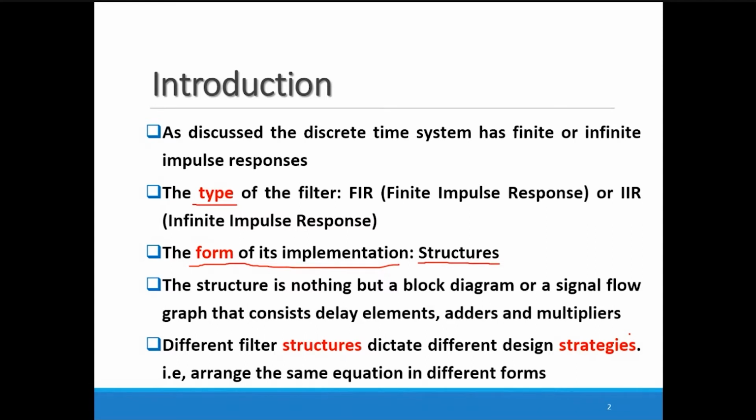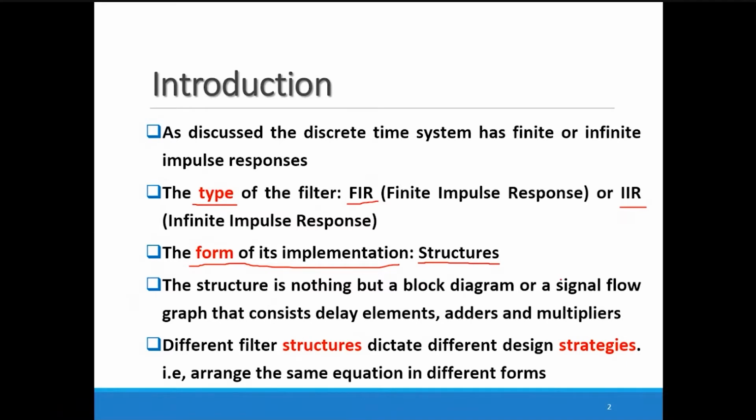So different filter structures dictate different design strategies. What is the difference between these structures? They propose different design strategies for the same equation in different forms. So if we arrange the same equation in different forms, it will provide you different structures. So these are the main things. First is the type of the filter, that is either FIR or IIR filter. First we start with the FIR filter, then we go for the implementation of the IIR filter. Then form of implementation means structures.